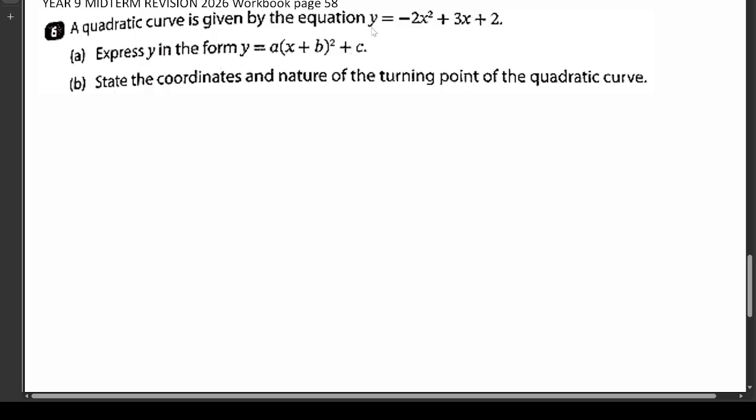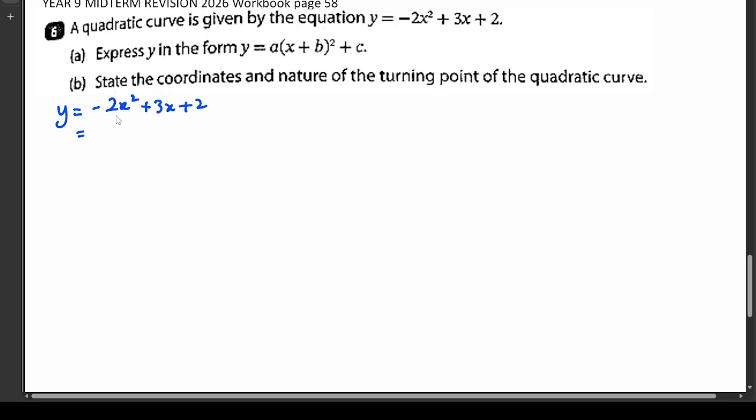Quadratic curve is given by equation, expressed in terms of y equals a(x plus b) squared plus c. So you need to recognize this a(x plus b) squared plus c. This is actually the complete square form, right? So they are asking you to complete the square for this equation. Okay, so we start from this equation and is equal to y, right?